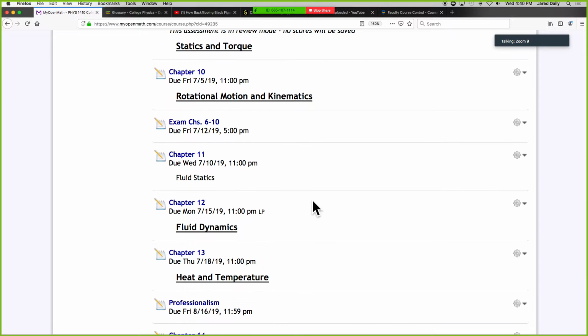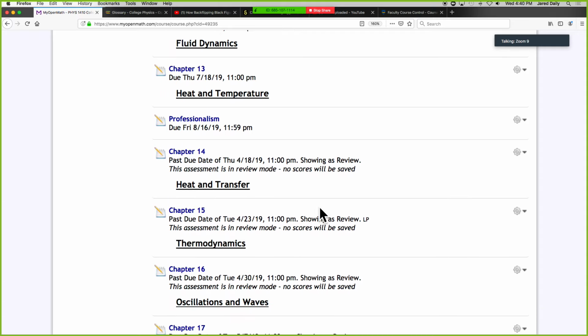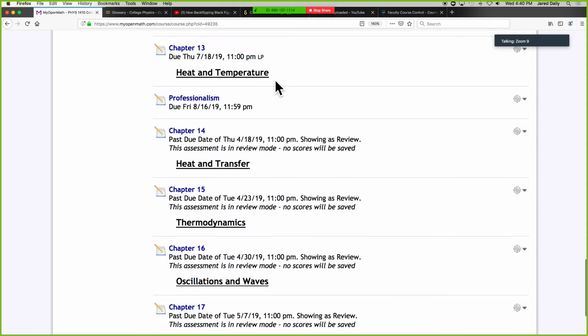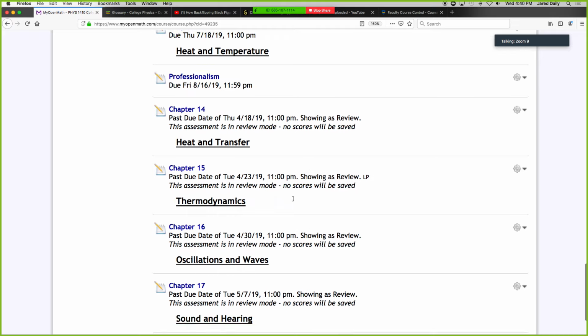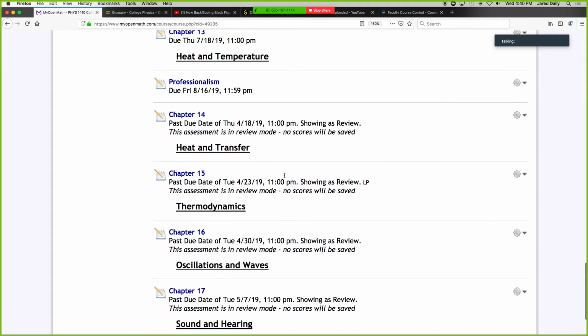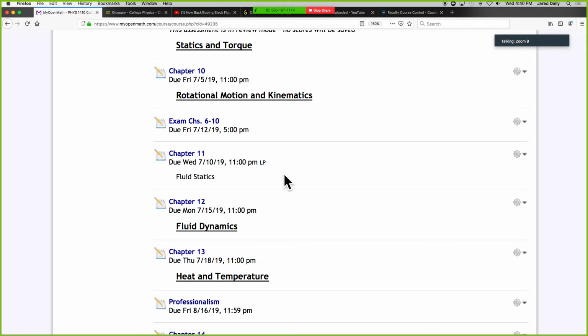So fluid statics and dynamics in a week, we could probably do that. Heat and temperature, and heat transfer, we could probably do these 3 in 2 weeks, and then these 2 in a week pretty easily. It'll be a little bit crammed at the end, but this stuff at the end is easier.